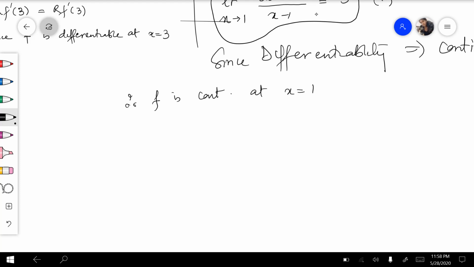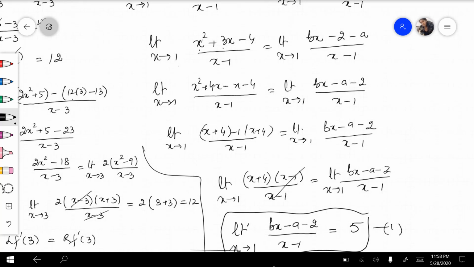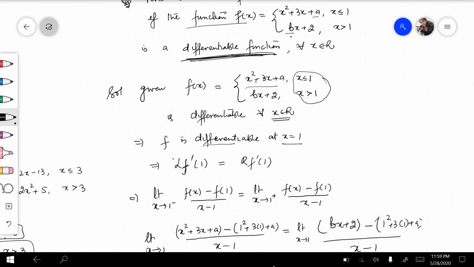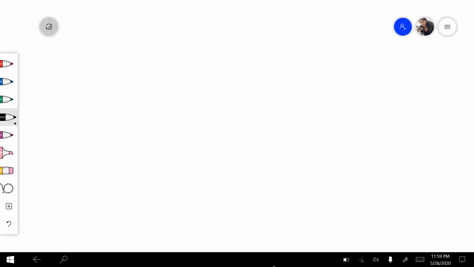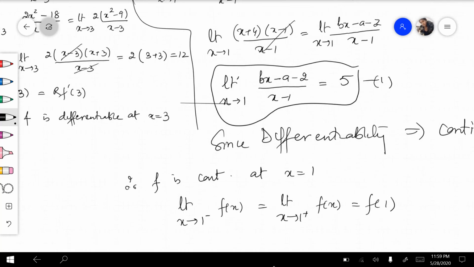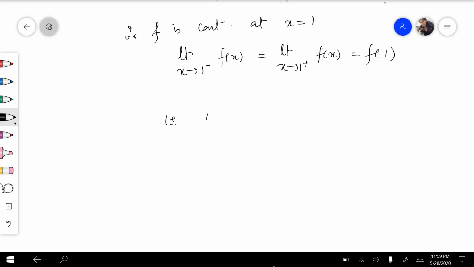If f is continuous at x equals to 1, this means limit x approaches to 1 negative of f of x is equal to limit x goes to 1 plus of f of x is equal to f of 1. And less than 1 पे definition was x square plus 3x plus a. 1 पे भी यही, तो लेफ्ट हैंड लिमिट और इमेज सेम आएंगे. ठीक है, तो हम लोग क्या कर रहे हैं, we are comparing right hand limit with the image, that is limit x goes to 1 plus of f of x is equal to f of 1.